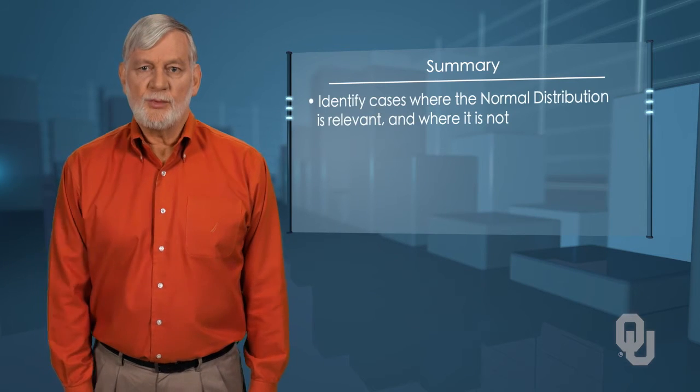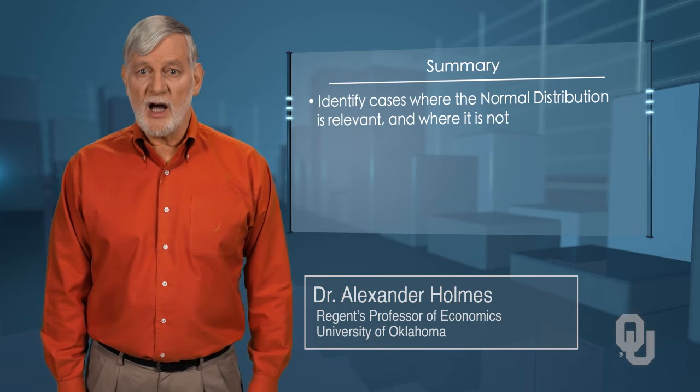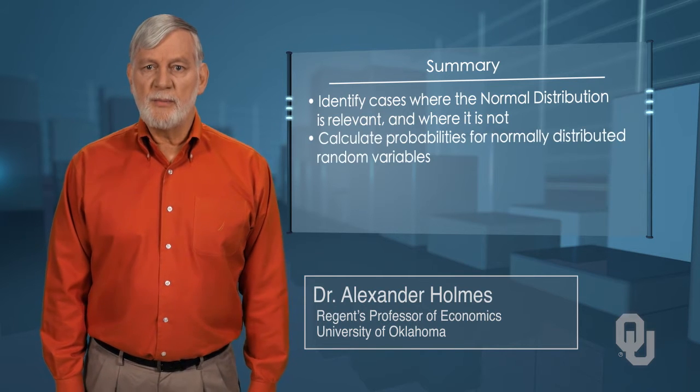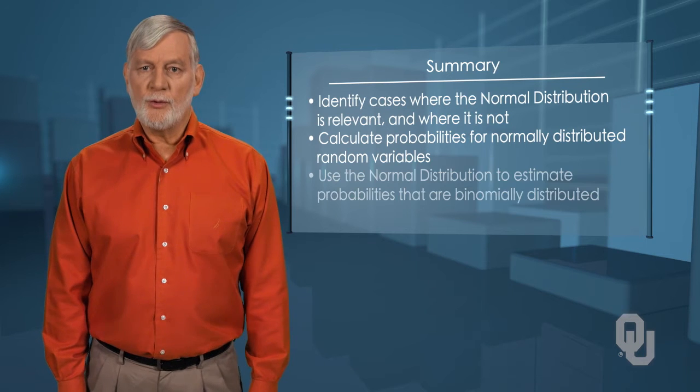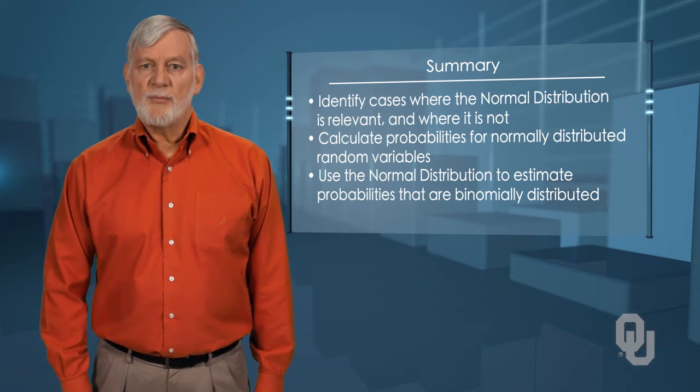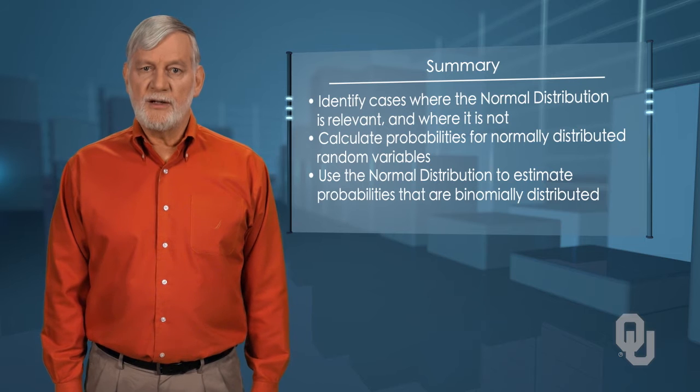Based on this unit, you are now able to identify cases where the normal distribution is relevant and where not. You can calculate probabilities for normally distributed random variables, and you are able to use the normal distribution to estimate probabilities that are binomially distributed.